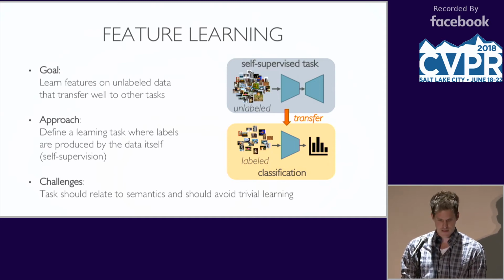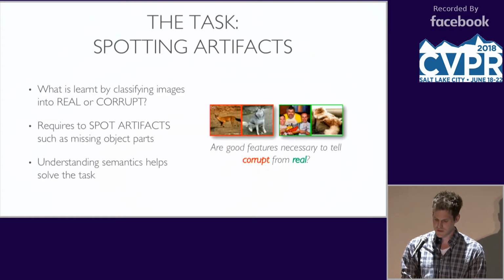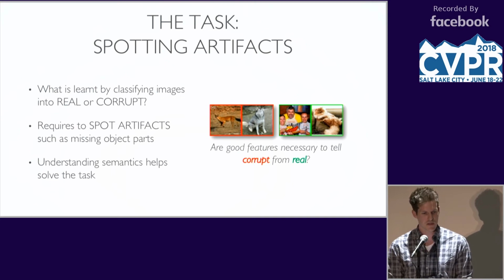The main challenge in designing a good self-supervised learning task is to make sure that it is closely related to semantics and that it cannot be solved by exploiting shortcuts. Our proposed task is a classification of images into real images and images with artifacts. Solving this task will require the model to spot artifacts such as missing object parts or inconsistent textures. Understanding the semantics of an image is often required, or at least helpful, when solving the task.